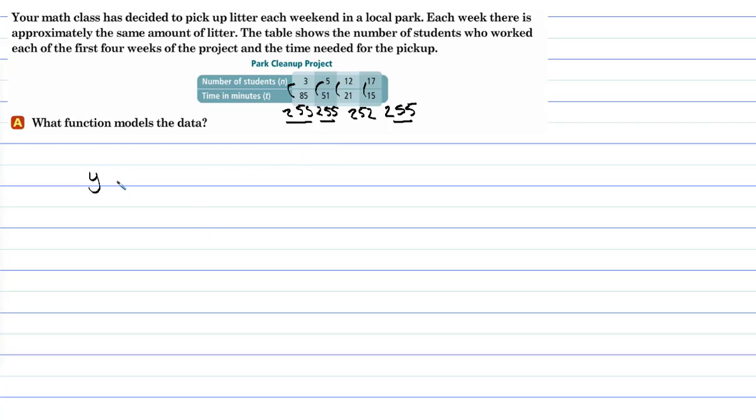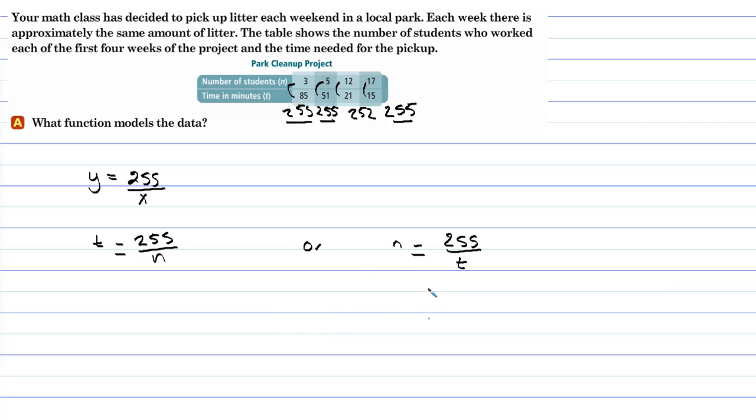So the model that would represent this is that 255 for your K. So 255 over X. And so if we wanted to put it in the terms of this, they didn't use X and Y. They use T and N. So you could be writing it like this, or you could have had it as N is equal to 255 over T.